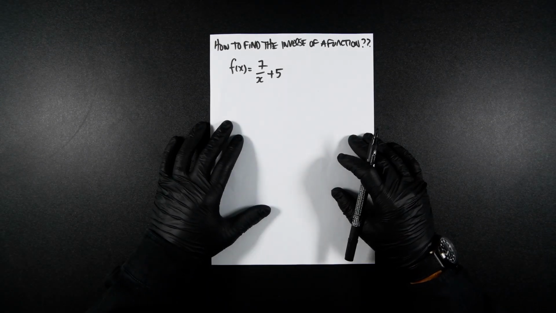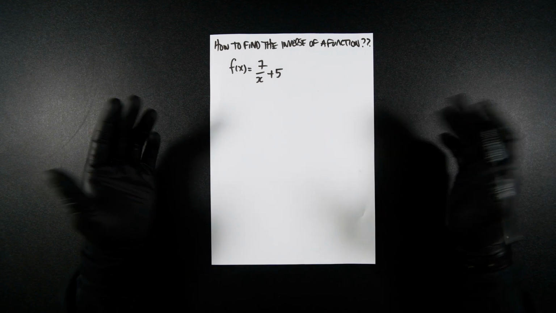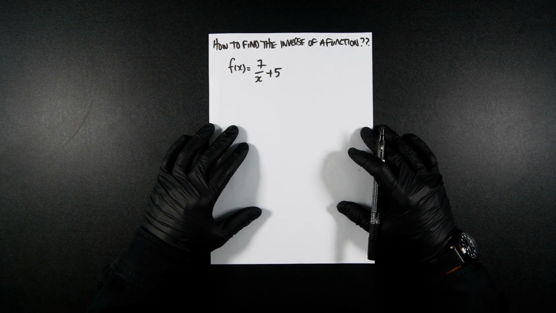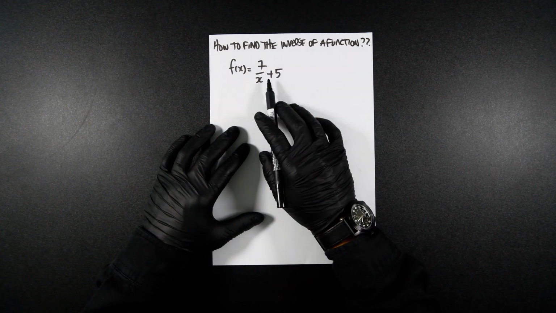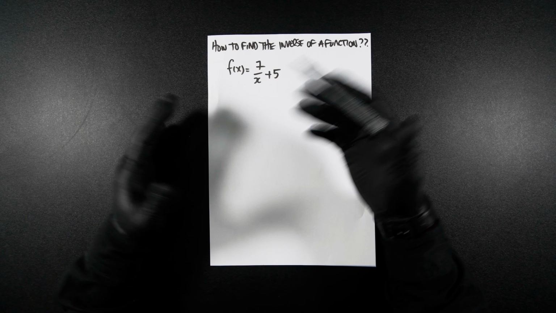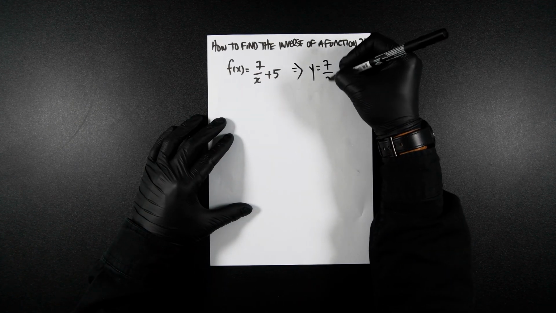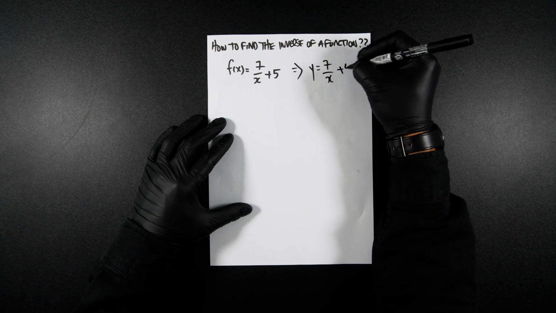Ever found yourself sitting at home thinking, how do you find out what the inverse of a function is? Me too. So here I am to explain it to you. The first thing that you need to do is swap x and y, but there is no y. So let's rewrite this as y equals 7 over x plus 5.